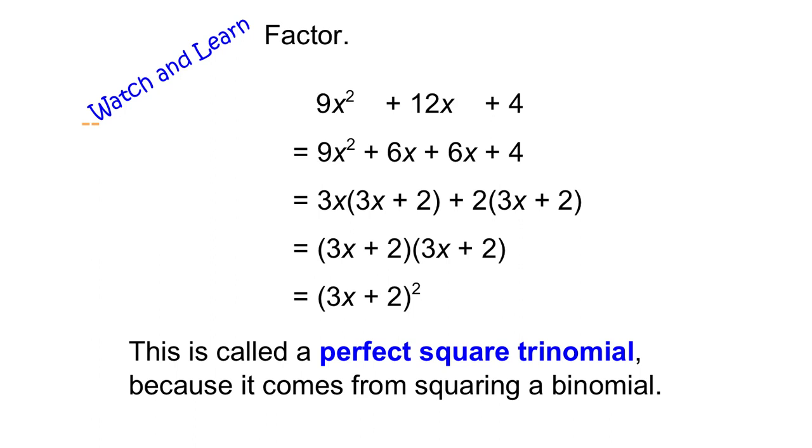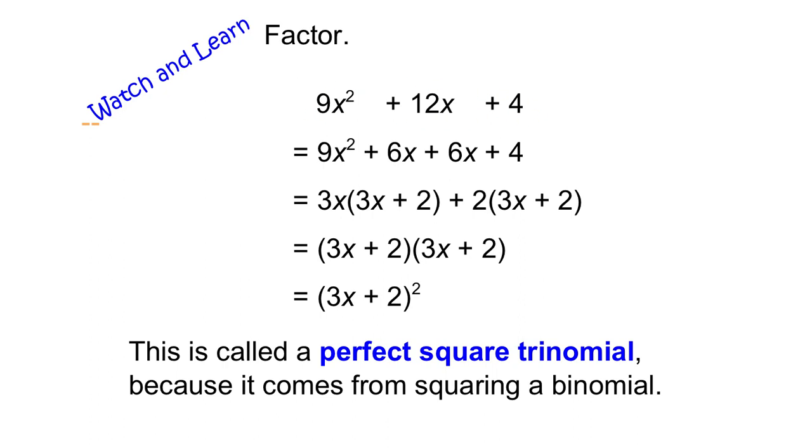Now, if you have a perfect square trinomial, there is a shortcut for how to go right to the factored form. Look at this. What's the square root of 9x squared? 3x. What's the square root of 4? 2. That's it. 3x plus 2, and I'm squaring it. It will get me this perfect square trinomial.